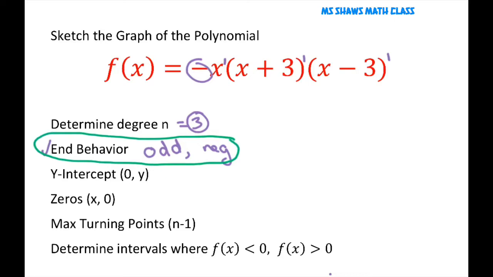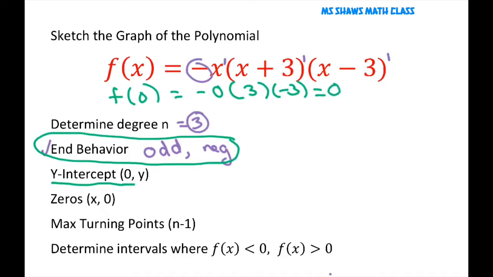And let's go on to our y-intercept. That's when x is 0. So you plug in 0 here. And that gives you 0. So my y-intercept is (0, 0).